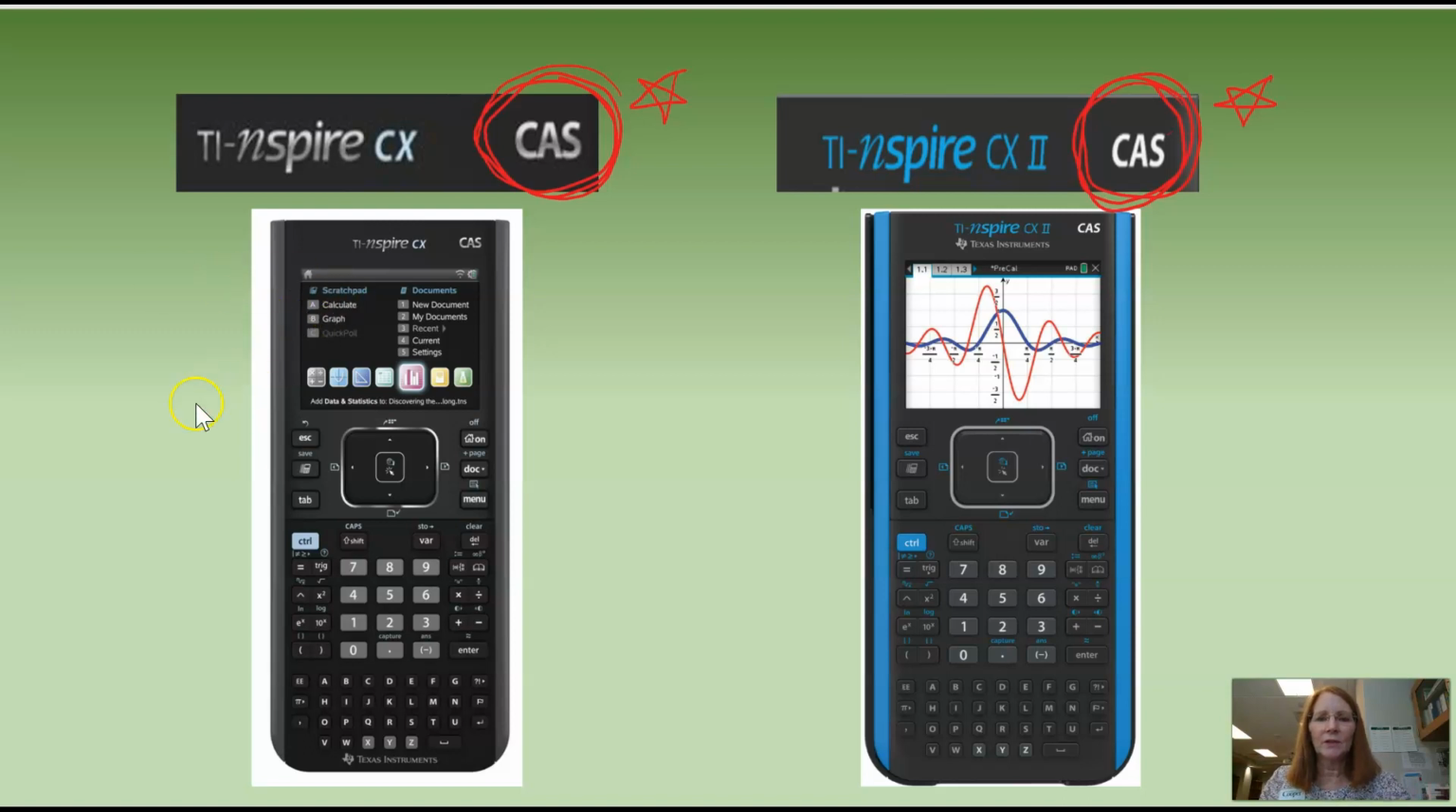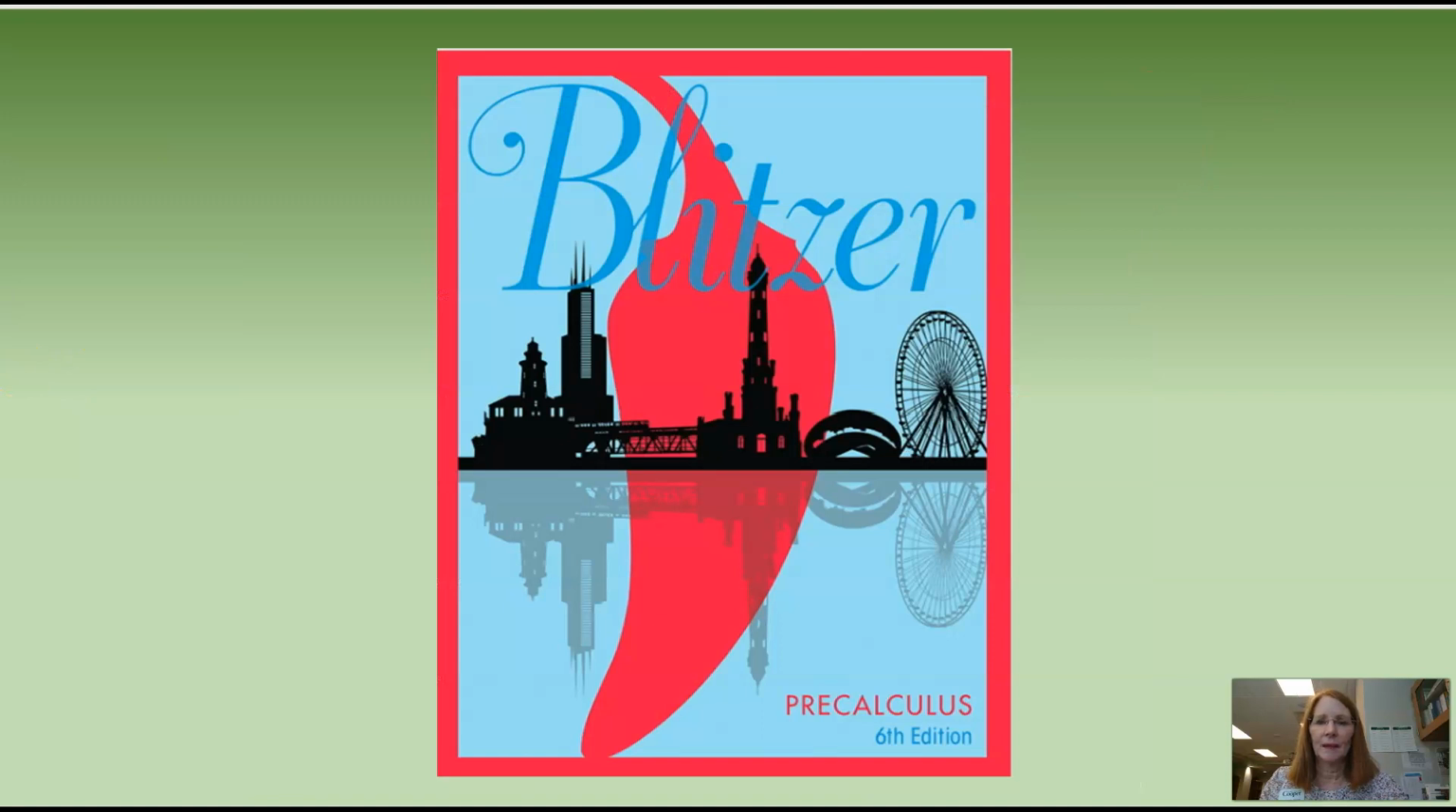These are the calculators that I was talking about in class. Either one of them is fine. Notice the CAS on the calculators. This is the book that I was talking about in class. This should be our pre-calculus book, 6th edition.